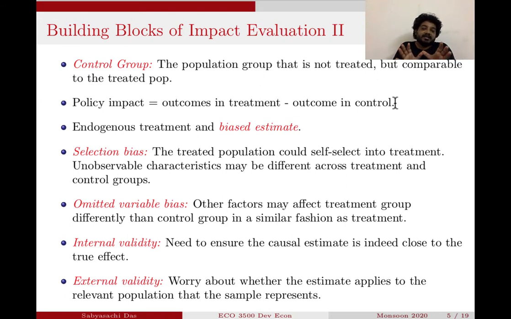So if along with the treatment other things start happening which affect the treatment group differently than the control group, and in these cases they will, then people who got the bank account will be able to save more money, and hence will be able to afford better investment opportunities or more luxury items. Then part of the effect would be driven by these other factors. So this is what is called omitted variable bias.